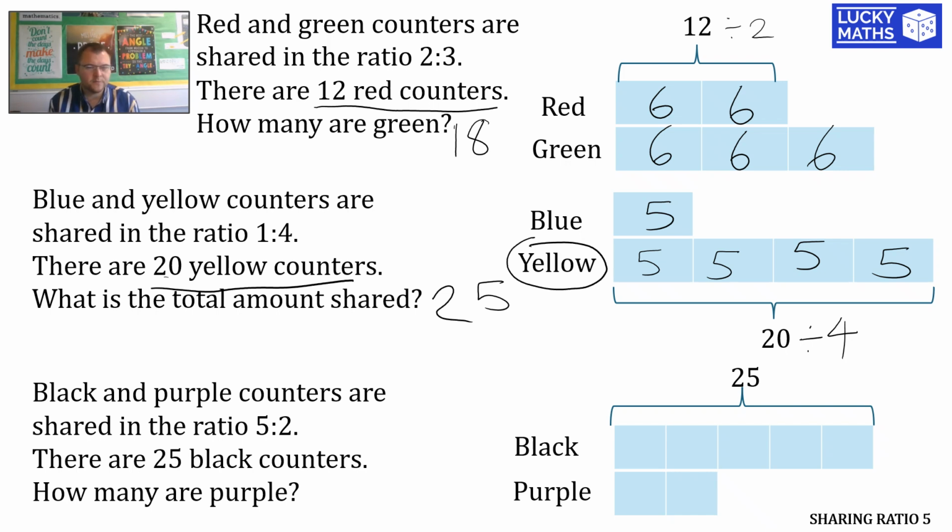The last example, same kind of idea, black to purple, 5 to 2, but we're told there are 25 black counters, meaning the 5 boxes for black equal 25, or look at it another way, working backwards, 25 divided by 5 means that each box here must be worth 5. So therefore, there are 2 boxes of 5 for purple. 5 plus 5 means there were 10 purple.